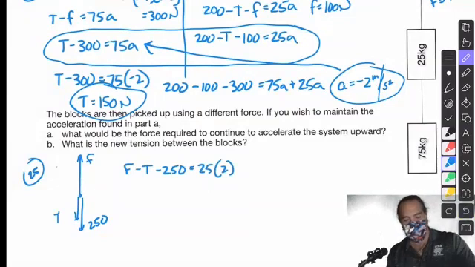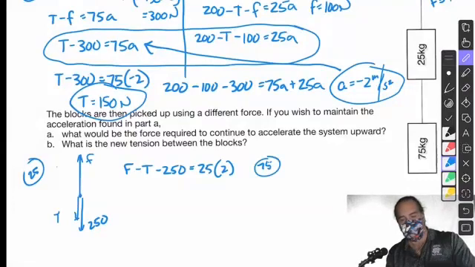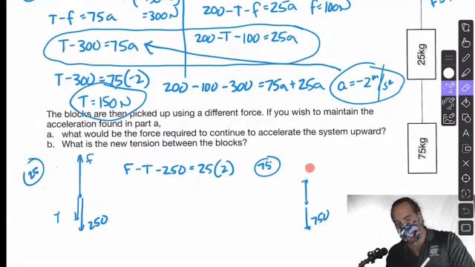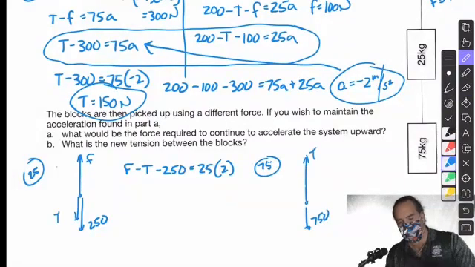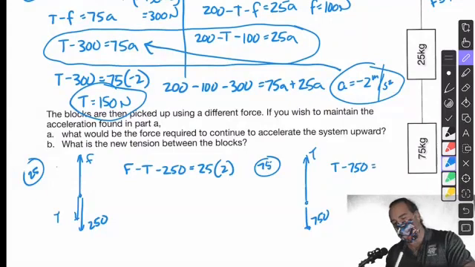Now, keep going. Look at the 75 kilogram block. I will have tension up and weight down. So I think the tension is going to have to be greater than the weight for it to accelerate upwards. So I'll have tension minus 750 equals 75A.